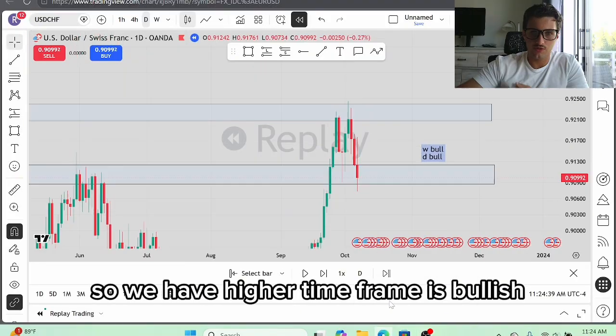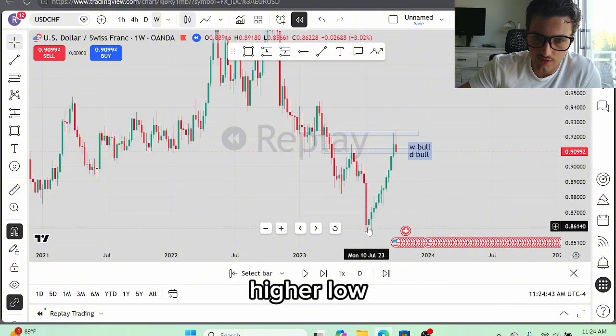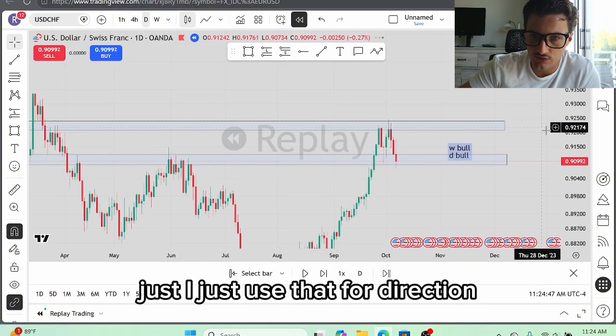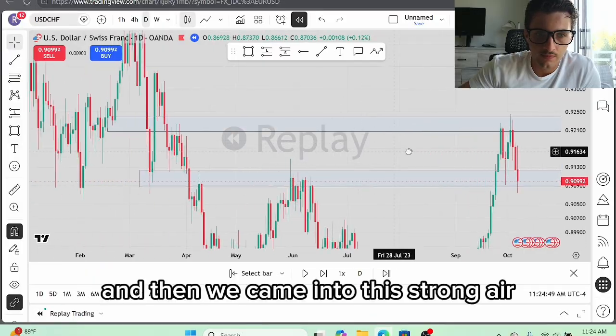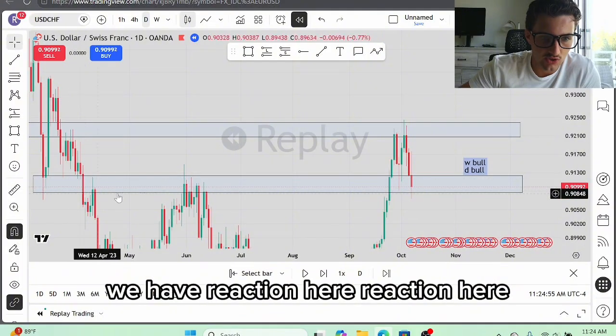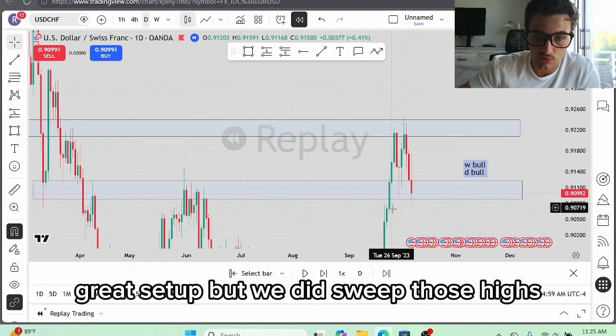So we have higher time frame bullish. Weekly is bullish, as you guys see. Higher low, higher high. We're having that pullback on the weekly, but the weekly doesn't matter. I just use that for direction. And then we came into this strong area of interest. Daily closed in this AOI. We have a reaction here, reaction here, reaction here, reaction here, reaction here. So this would be a B grade setup, but we did sweep those highs.